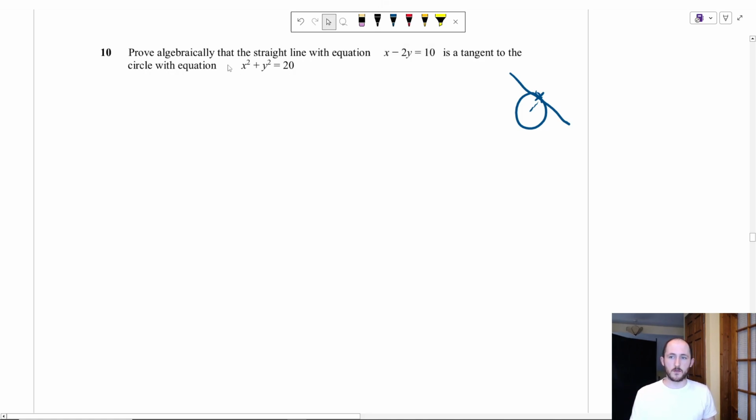So I'm just going to try and solve this and work out what the solutions are. If there's only one solution, it is a tangent, because tangents only touch circles in one place. Hopefully that makes sense. But if not, let me know. Okay. So to solve this, I'm going to rearrange this equation for x. So that would just be x is equal to 10 plus 2y. And I'm just going to sub it straight into this equation here. And rearranging.